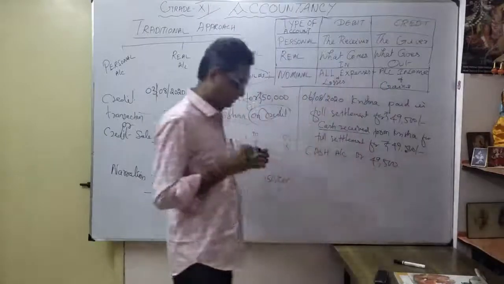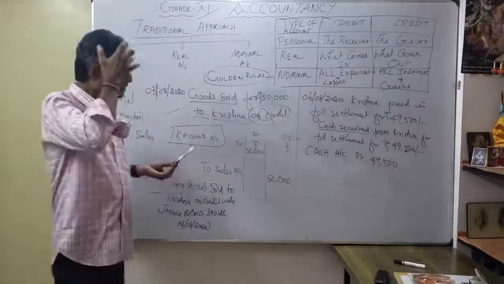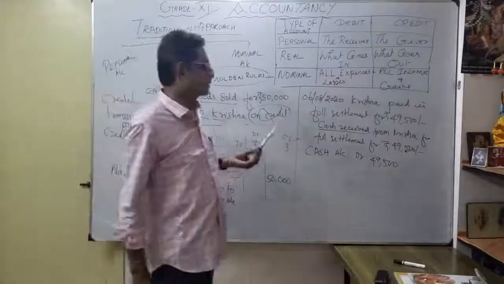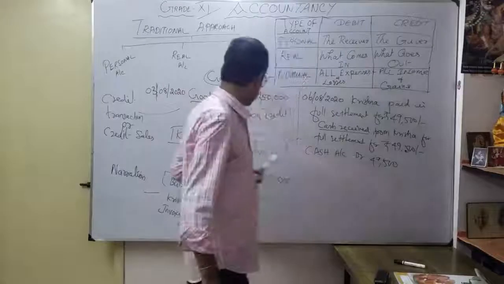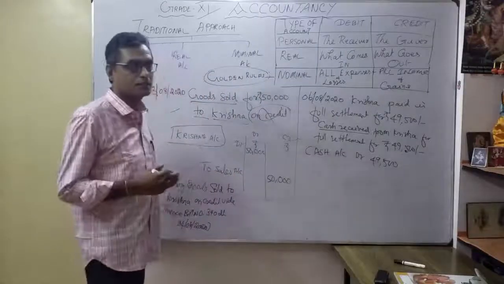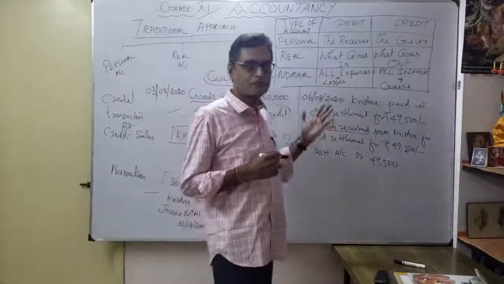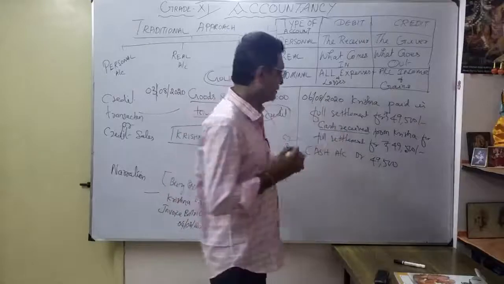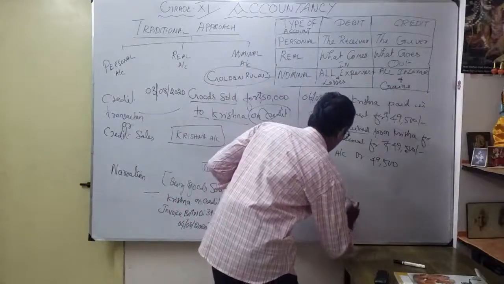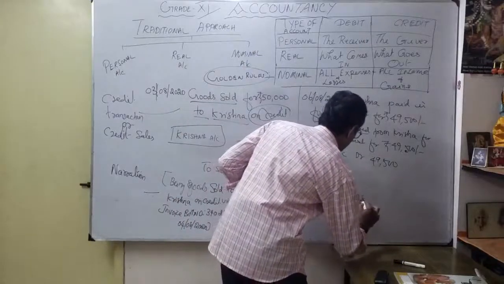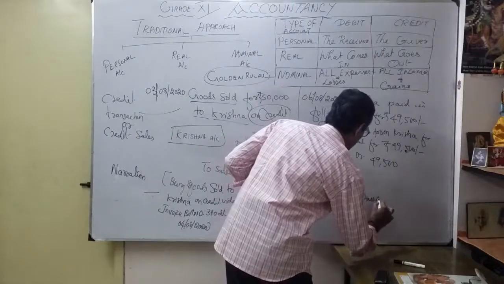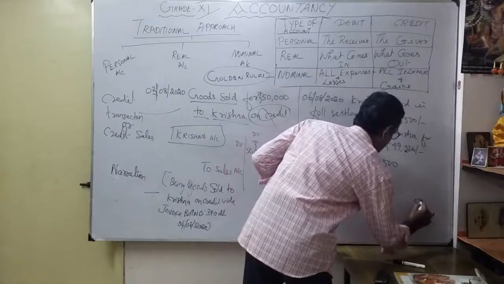49,500. Listen carefully. Actually, how much does Krishna have to pay? Krishna has to pay 50,000, correct? See here, Krishna, 50,000. So he is only giving money, as a personal account. So he is the giver now, correct? So I put it here to Krishna account, how much? 50,000 actually.